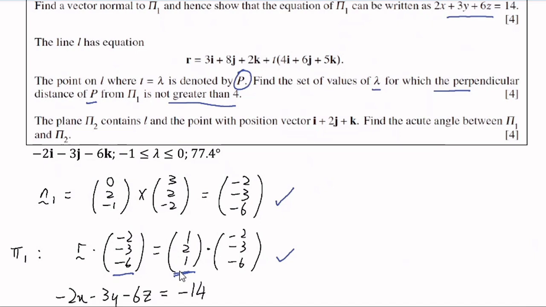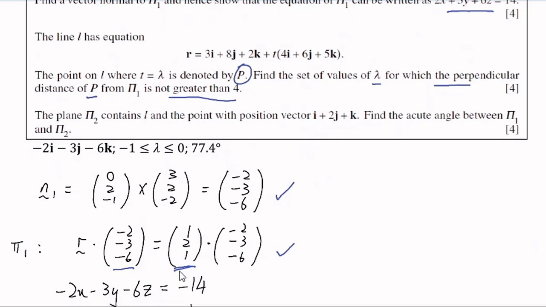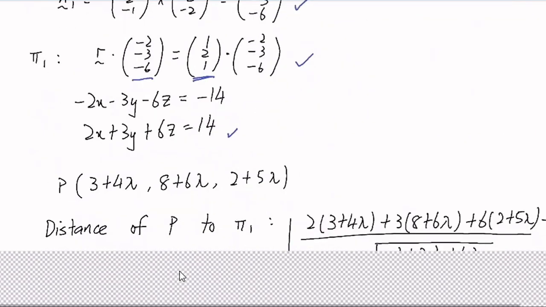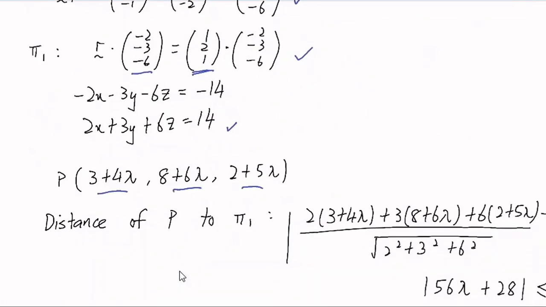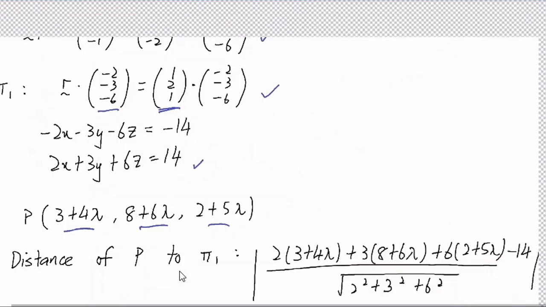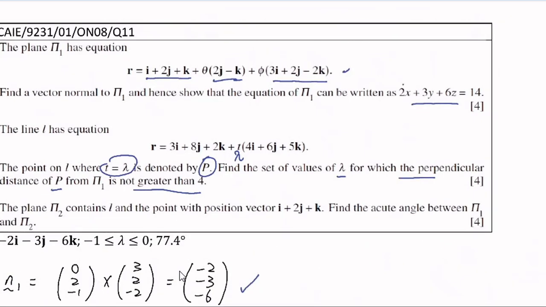Okay, the distance from P to the plane. So this is a distance from a point to a plane. What is this point here? This point is when t is equal to lambda, so basically you just substitute lambda in. The coordinates of P would be something in terms of lambda. So we can find the distance.